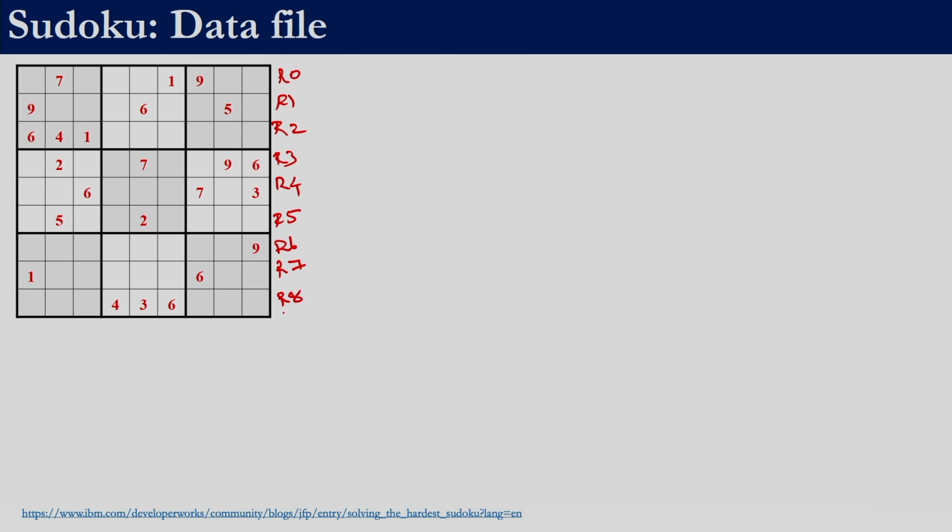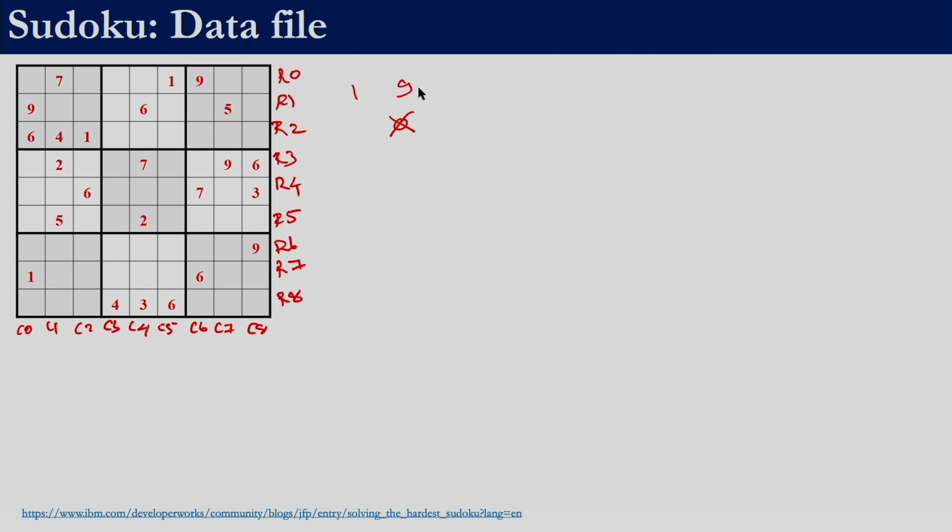We are starting from 0, that is why we are ending at 8, and it contains 9 columns. So, C0, C1, C2, C3, C4, C5, C6, C7 and C8. Right. We need to fill the 81 boxes with the numbers 1 to 9. Remember, 0 is not allowed.